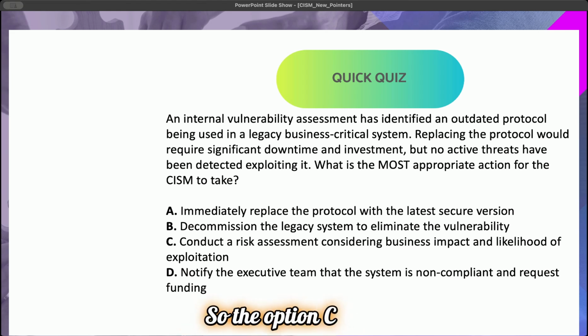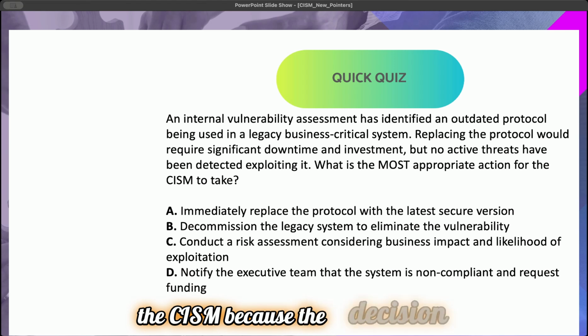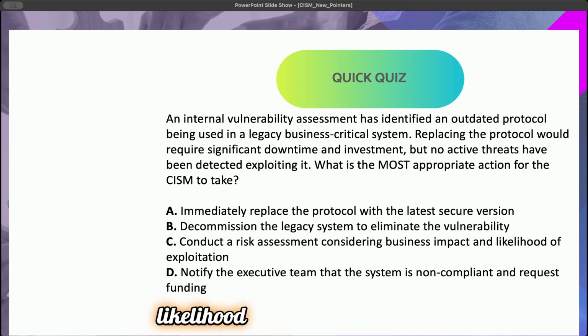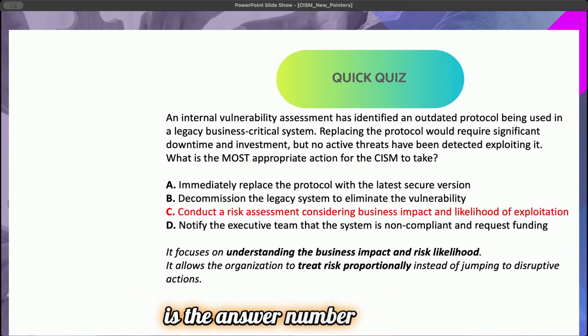So option C is more weighted towards a risk-based approach, the core responsibility of the CISM, because the decision is based on business impact, likelihood of exploitation, cost-benefit of mitigation, and risk appetite. So is this a real and imminent threat? You have to understand that. How much business disruption would replacing the protocol cause? You have to understand that. Also, can compensating controls or monitoring reduce risk in the short term? Based on all this understanding, you will be able to give the answer. That is the answer, number C.